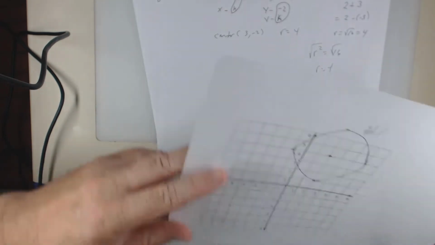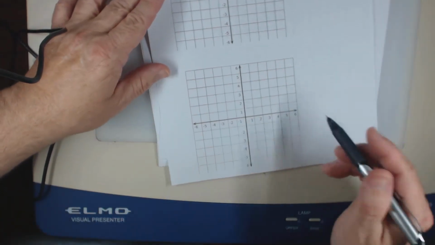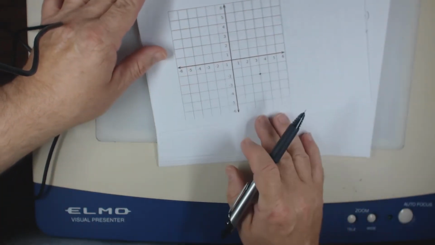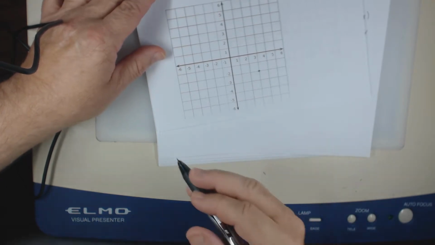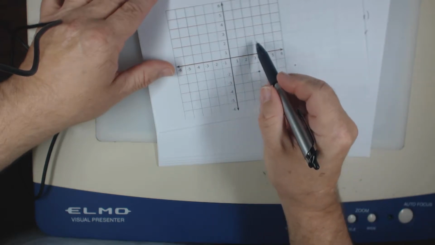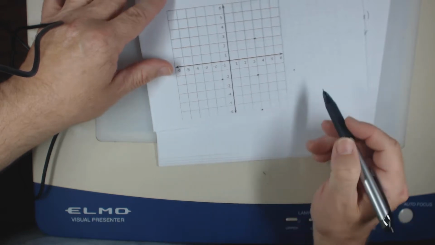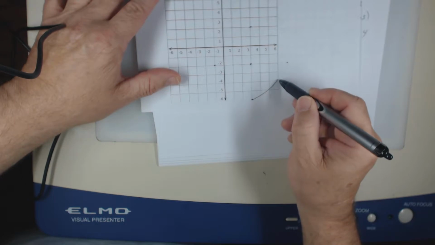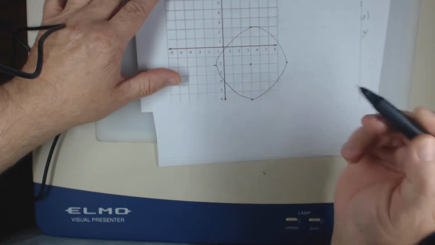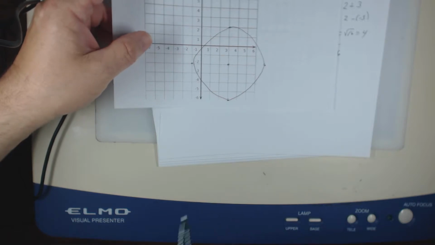So to graph it, what do you do first? The center. Okay, good. You plot the center first. So 3, negative 2. Okay, right here. So put a dot. And then 4 units all the way around, correct? 1, 2, 3, 4, in each direction. And then you just connect the dots, best you can. So that's the graph of that circle.